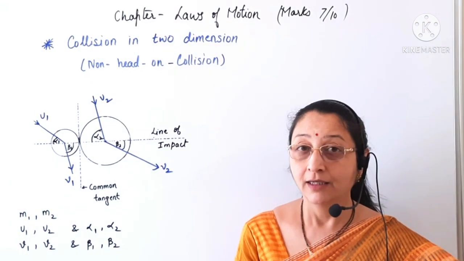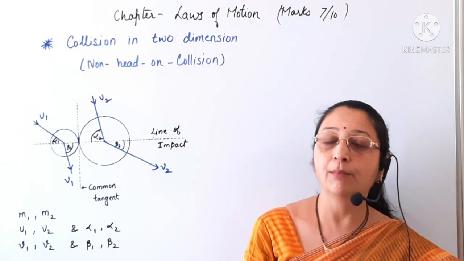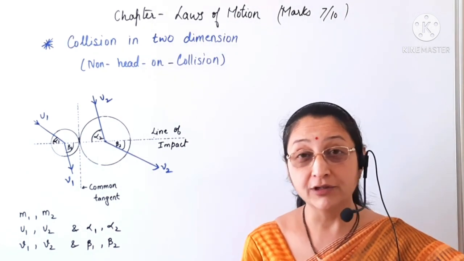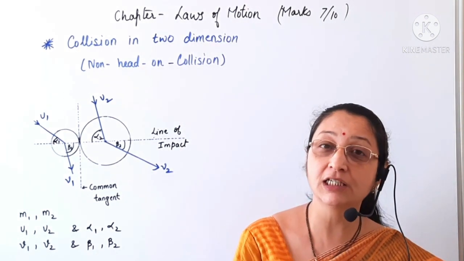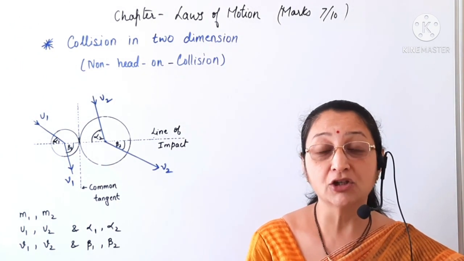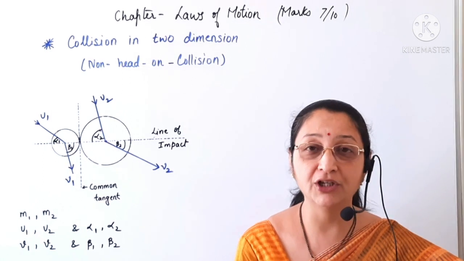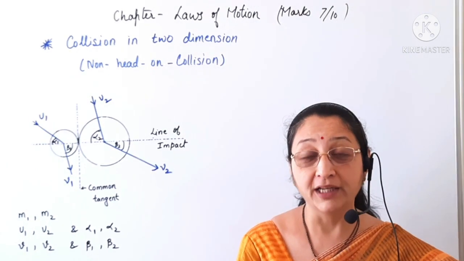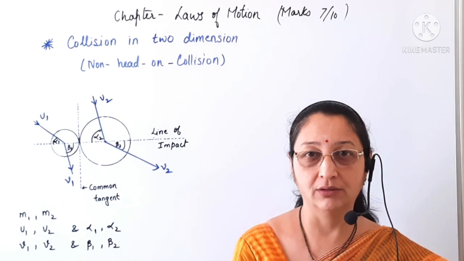Hello friends. In the last lecture we discussed collisions, the coefficient of restitution, and the final velocities of two bodies in a head-on collision, that is, the final velocities of bodies in one-dimensional collision.